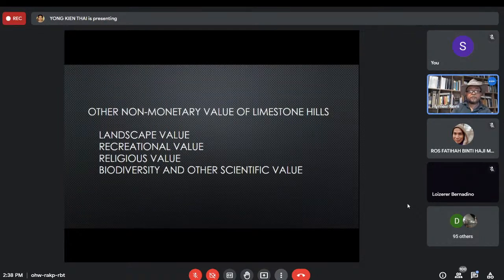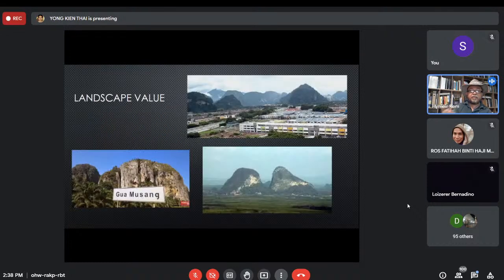So when I talk about landscape value, it's areas like this. Gua Musang. Can you imagine Gua Musang without limestone hills or caves? I can't. And Perlis, I used to work in Perlis a lot.